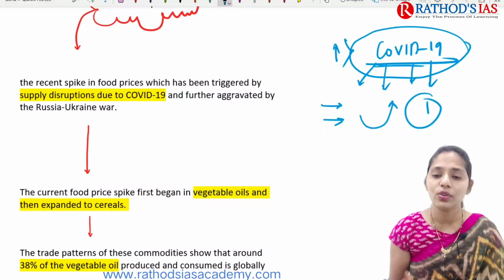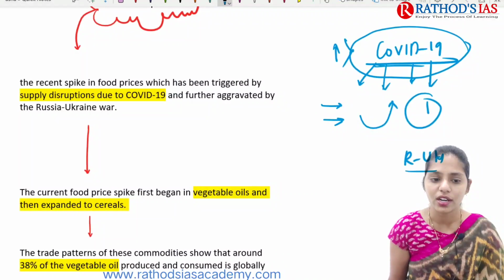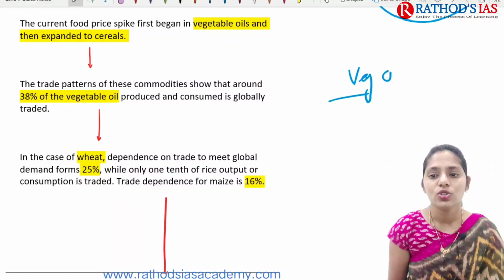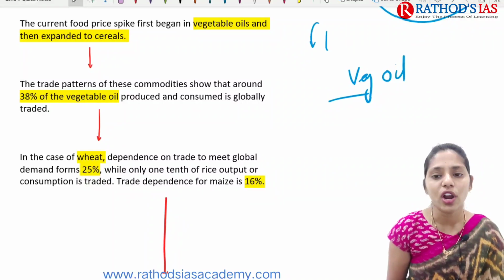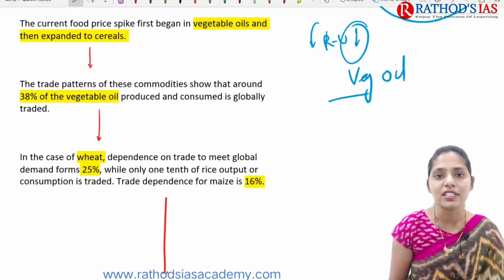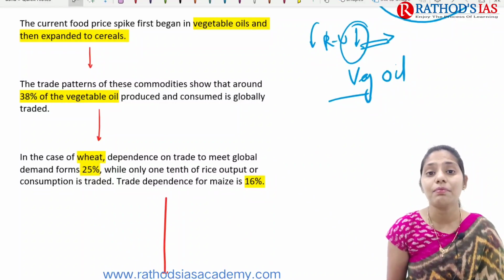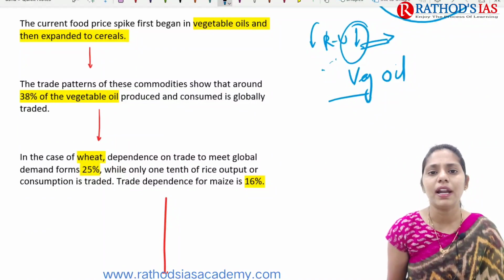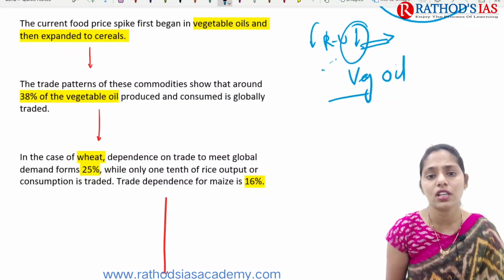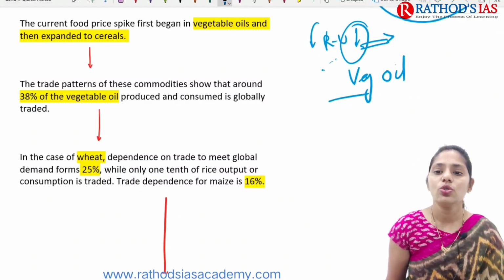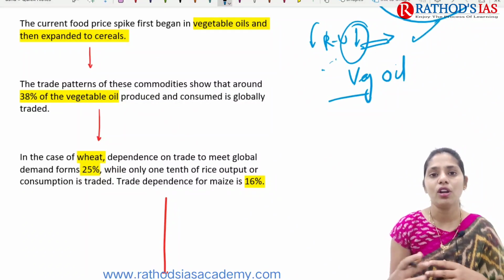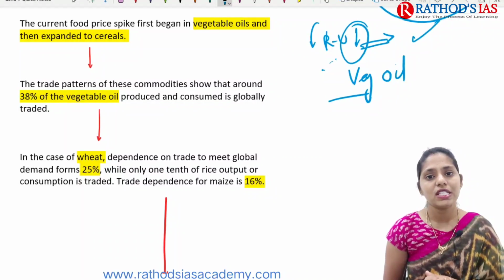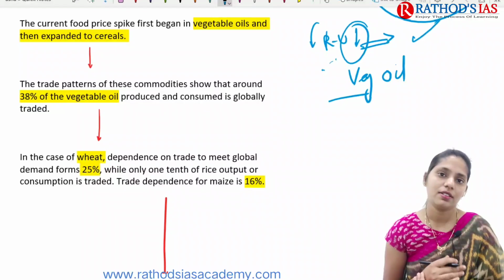So this is even aggravated by the Russia-Ukraine war, and the current food price rise is mainly seen in vegetable oil. Especially the supply of sunflower oil from Russia and Ukraine has decreased, and because of this we can see black marketing of sunflower oil. Not only this, we can also see some food adulteration in these oils. Here we can see substandard oil, or oil mixed with other oils, coming into the market. In this way, consumers are mainly affected.